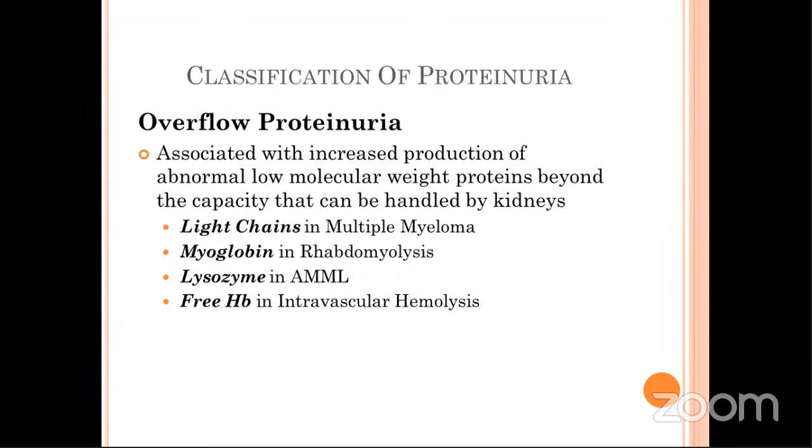Overflow proteinuria is associated with increased production of abnormal low molecular weight proteins beyond the capacity that can be handled by the kidneys. If you remember, in multiple myeloma, normally our body would produce light chains. It is only when the production is in excess of the normal that it tends to overflow into the urine, and that is why we get light chains in our urine. So that is the case in multiple myeloma, and it is an overflow proteinuria. Similarly, when there is trauma and rhabdomyolysis, myoglobin is what shows us overflow proteinuria.